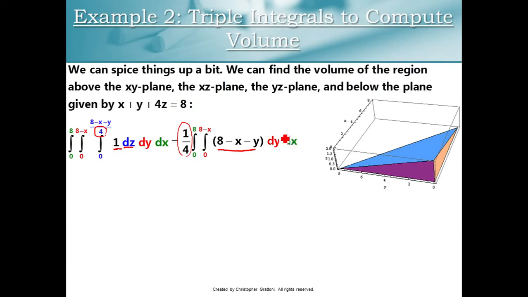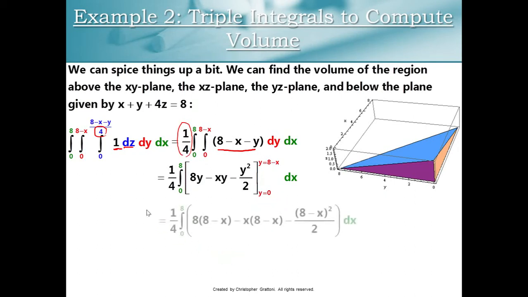Then you find the antiderivative of 8 minus x minus y with respect to y, plug in y equals 8 minus x, and plug in y equals 0, subtract the two. This is just the fundamental theorem of calculus, folks. Then we also take our next antiderivative, plug in 8 and 0. So we're pretty much there. This is just the step where I'm plugging in y equals 8 minus x. You can see that happen here, and here, and here.